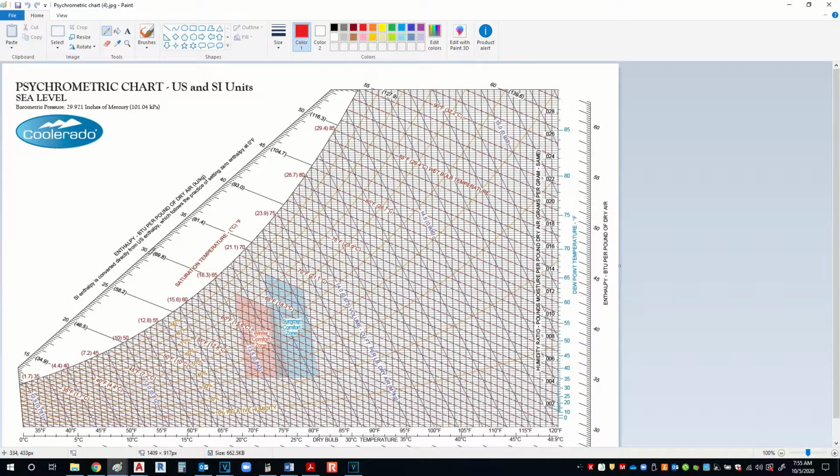So I've had some questions about the psychrometric chart. I want to go over some of this stuff with you and see if I can help clear up the confusion.